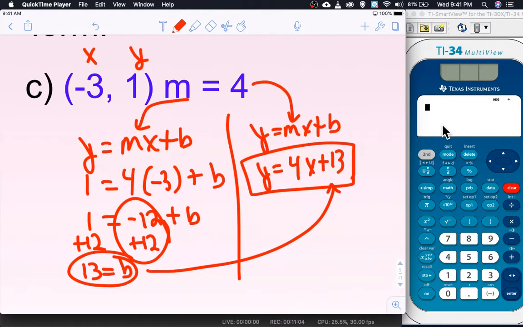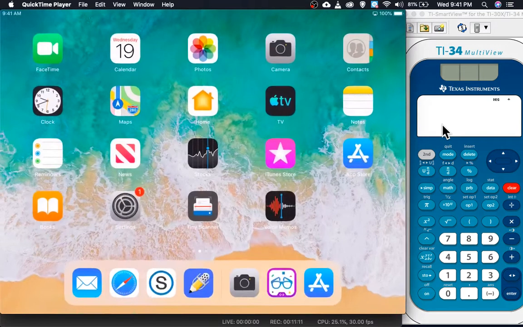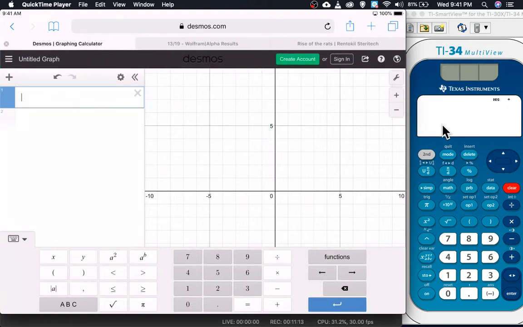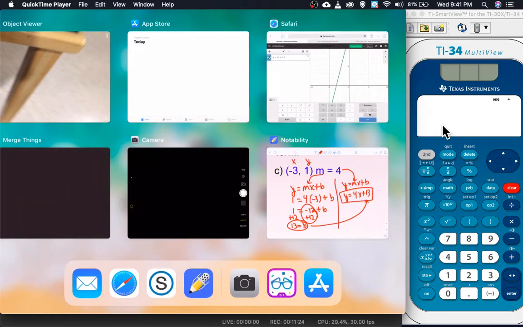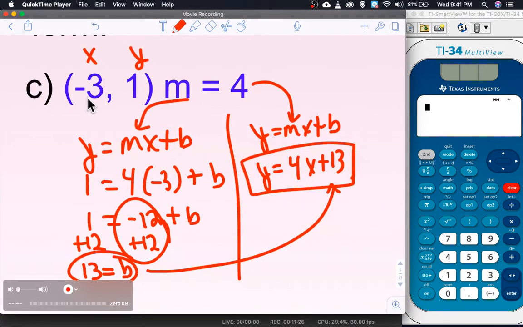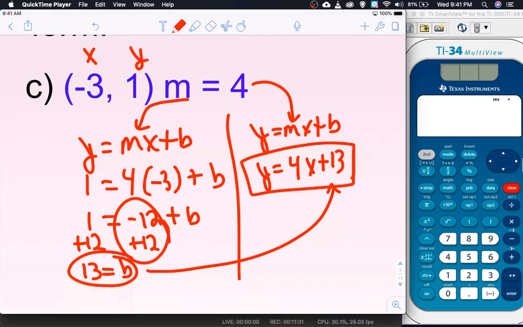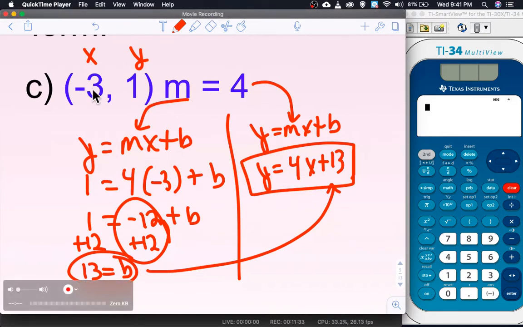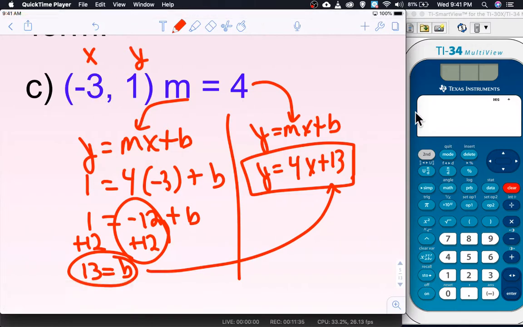Now, I'm going to prove to you that this is the right answer. So y equals 4x plus 13. Have that in your mind. Y equals 4x plus 13. Now, we said that it is going to go through the point -3, 1, and it has that slope. So we're looking for the point -3, 1 and a slope of 4.